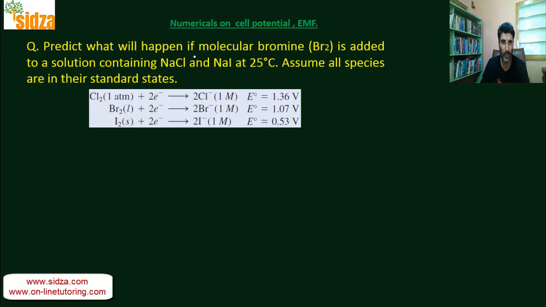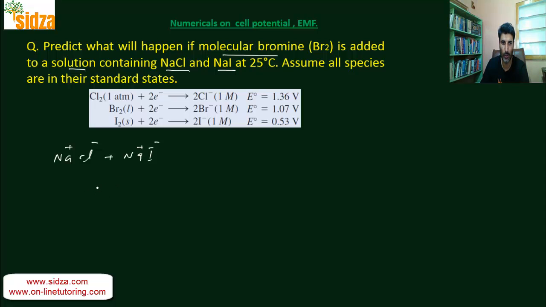Predict what will happen if a molecule of bromine is added to a solution containing sodium chloride and sodium iodide at 25 degrees Celsius, assuming all the species are in their standard state. So basically we have sodium chloride and sodium iodide. Now we have to see what will happen if you add bromine.